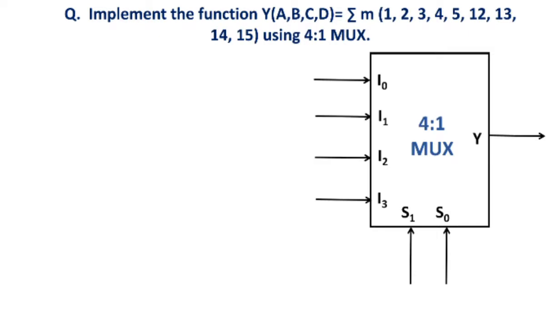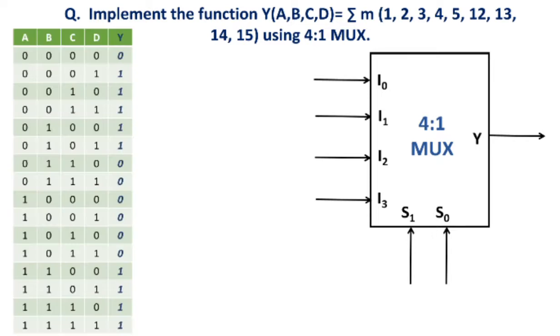So let us have a 4:1 MUX first. 4 inputs, that is I0, I1, I2 and I3, 2 select lines S1 and S0 and 1 output Y. Now we can either opt for the K-map method or we can go by the truth table method. Both will lead you to the same answer. So here we are going to see the truth table method. So let us have the truth table.